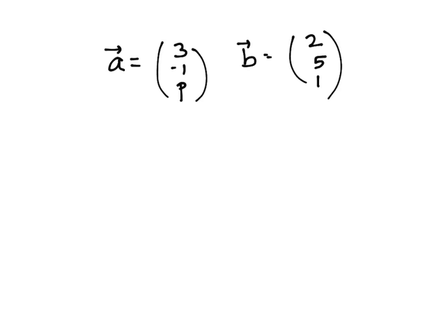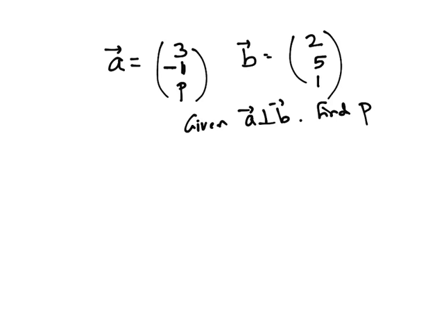Okay, now let us consider this problem, students. Suppose vector A is (3, -1, p) and vector B is (2, 5, 1). Given that A is perpendicular to B, find the value of p.